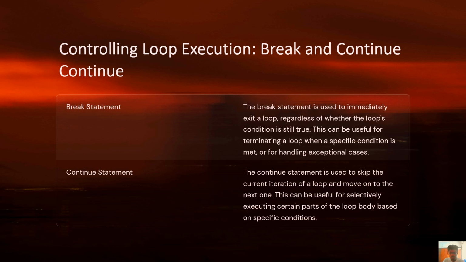Continue statement. The continue statement is used to skip the current iteration of a loop and move on to the next one. This can be useful for selectively executing certain parts of the loop body based on a specific condition.